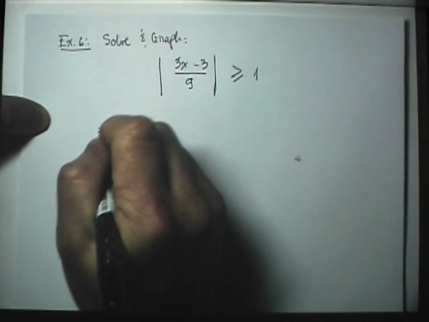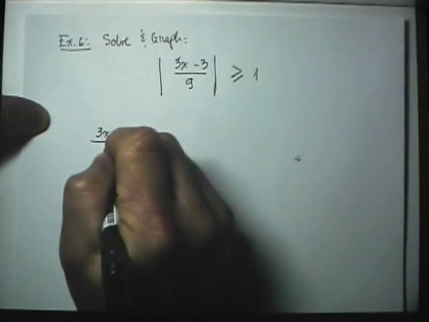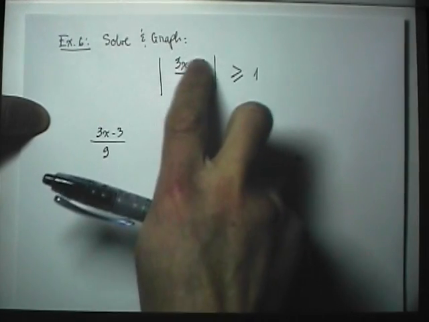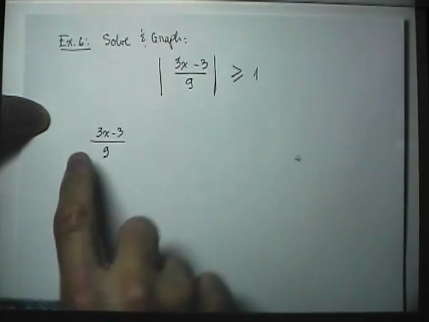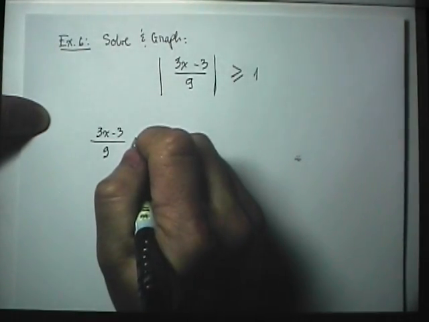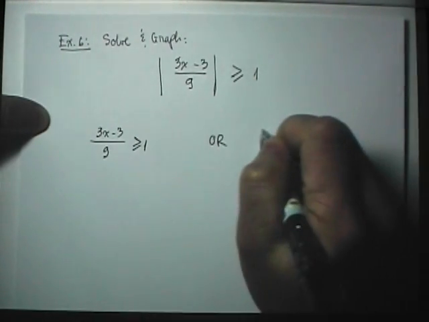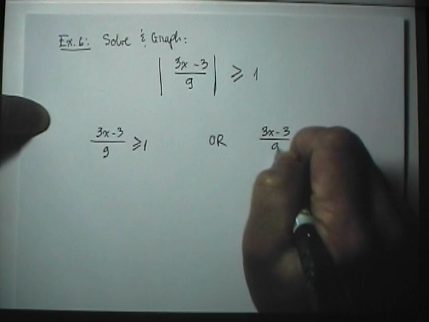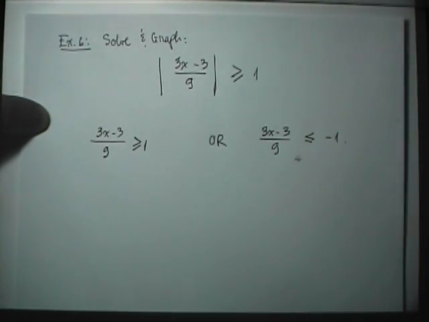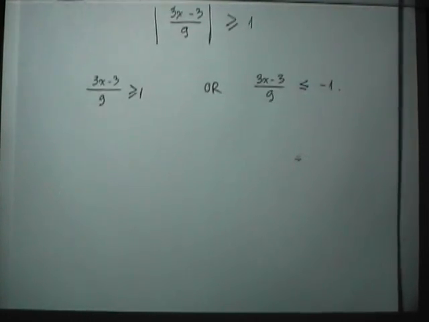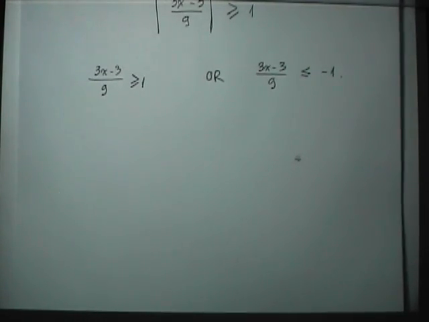So I can just simply do (3x minus 3) over 9. I just simply copy down that expression trapped inside the absolute value sign. Now without the absolute value sign, that expression is greater than or equal to 1, or that same expression, (3x minus 3) over 9, is less than or equal to negative 1. So hopefully, after some good number of examples here, you're going to start recognizing a pattern of how you can solve these problems and get yourself locked into that pattern of work.